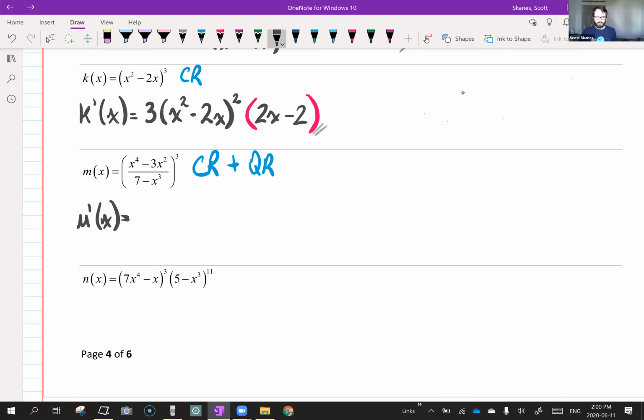So the chain first, it looks big and scary, but honestly, it's not that bad. Take the 3 down, leave the inside the same, reduce the power by 1. That is my entire chain rule done. Just keep the inside the same, copy it. That's all there is to it. You can make your brackets fit better if you want. But that's the first part. That's worth a mark in itself.